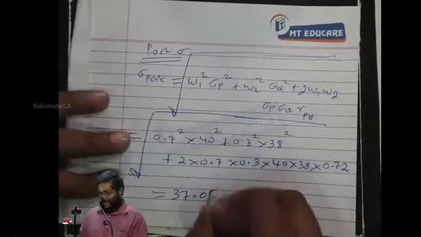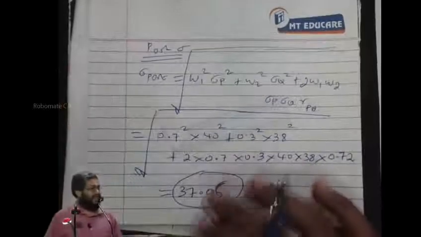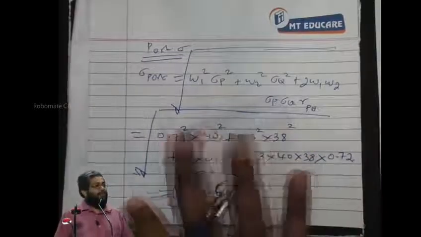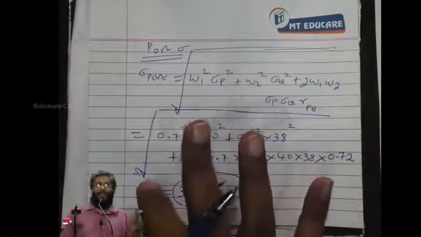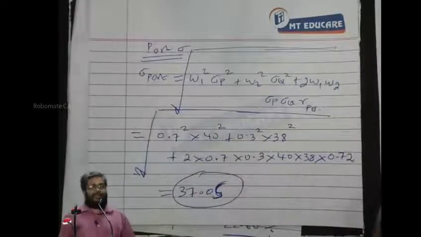Wow, some number. Okay, 37.05 or 06. Any number. Yeah, can I proceed? Now, stop talking. So this is the standard deviation of a portfolio. Accept or not? Now, the first part and second part of the question are over.